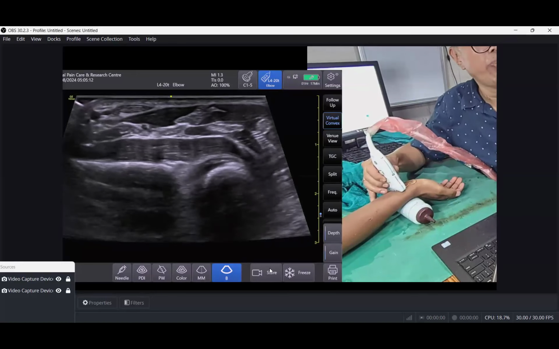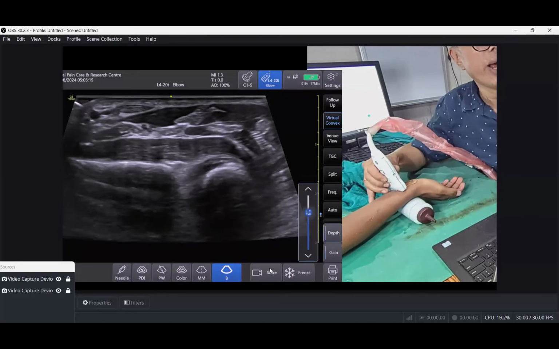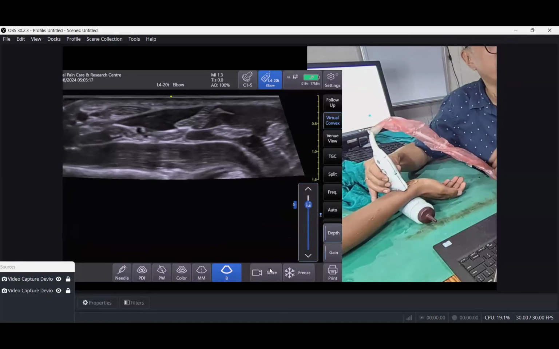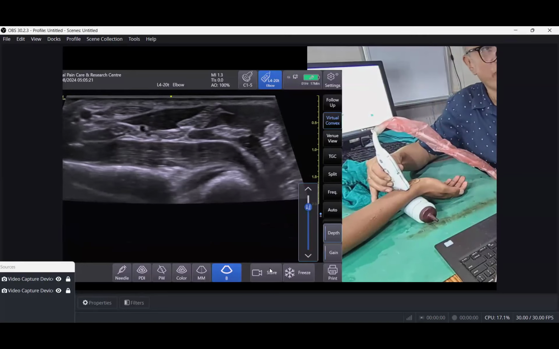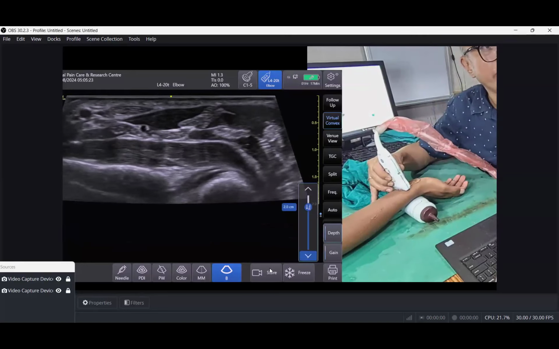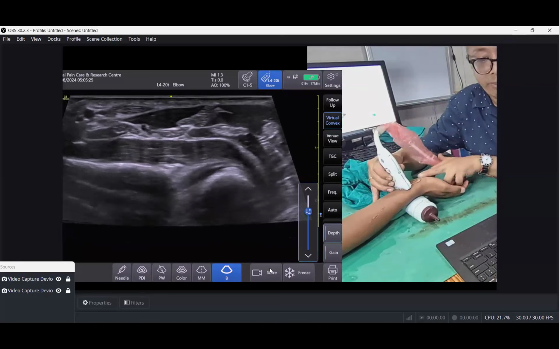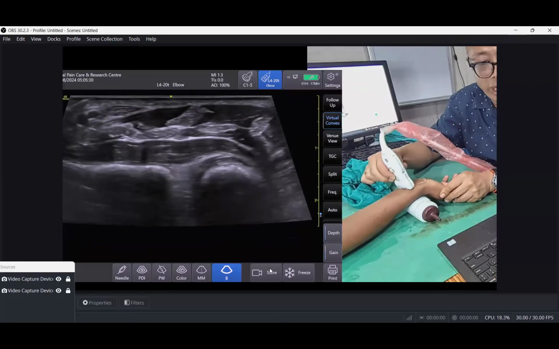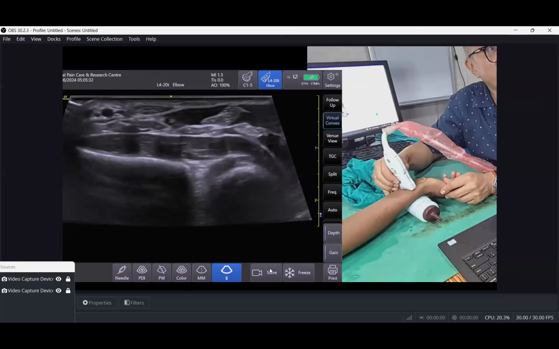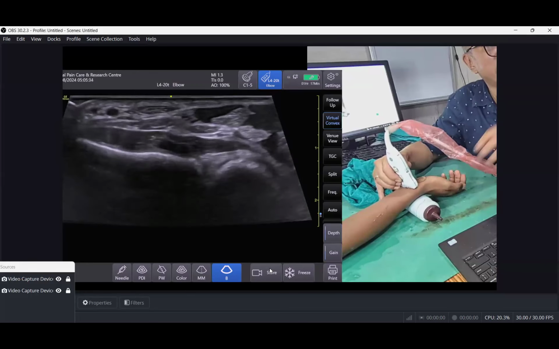Okay, once you put your probe in the lower part of the forearm, you can see a few structures. So actually, this is our home page. Okay, so you start your scan from the lower part of the forearm. If you want to scan the median nerve, start not directly from here. Okay, start from the lower end of the forearm. And as you can see, there are a few structures you can very nicely see.